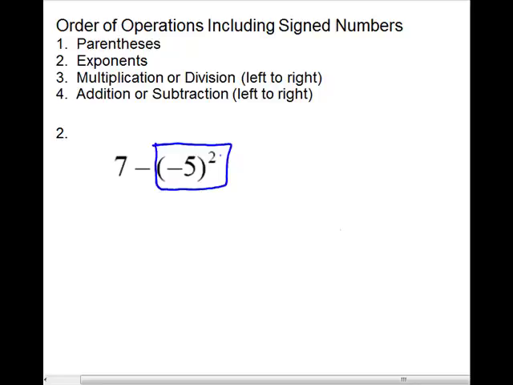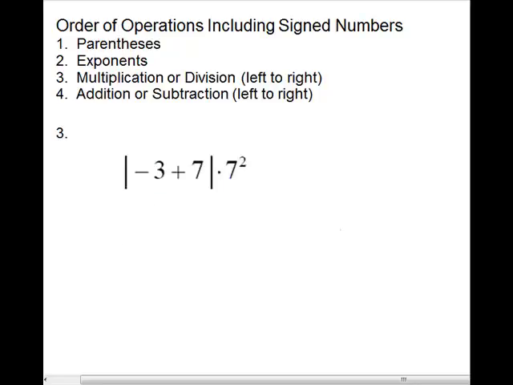So we're going to do negative 5 squared. The negative is inside. It's going to the power. So it is negative 5 times negative 5, positive 25. We didn't touch this sign. Bring it down. So we have 7 minus 25, or 7 and a negative 25. Different signs, subtract, sign of the larger.